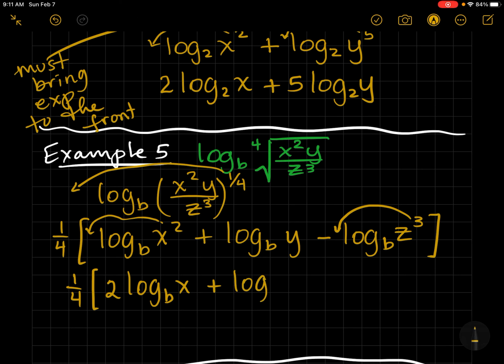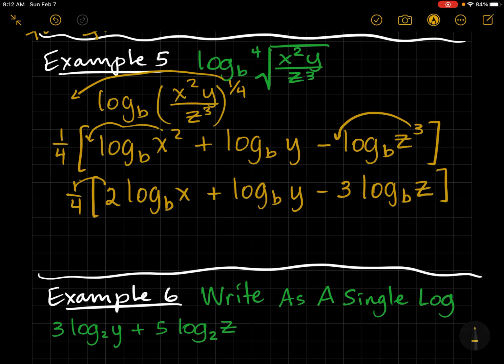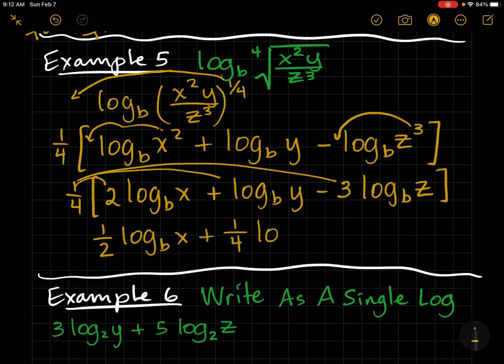And like I said, you'll get good at this where you won't need so many steps. But right now, I just want to make sure you see where everything is coming from. So now I'm going to distribute the 1/4 to all coefficients. So 2/4 is really 1/2. One-fourth. And 3/4. And if we had distributed the 1/4 in the beginning, you would have gotten the same answers.